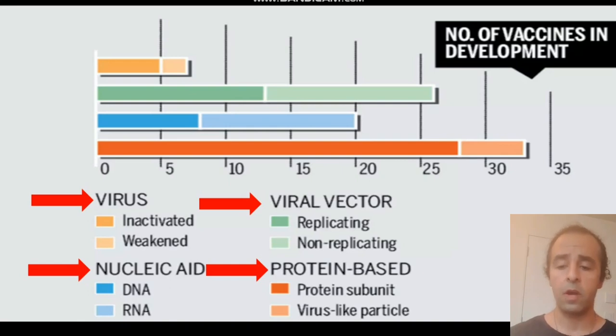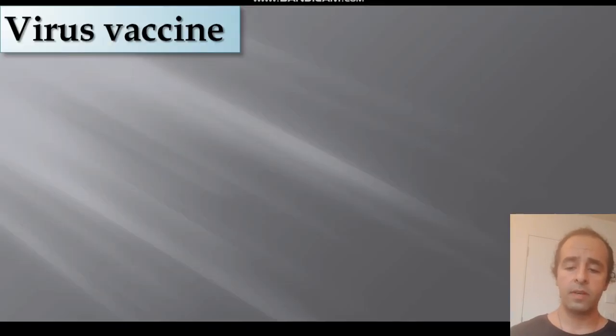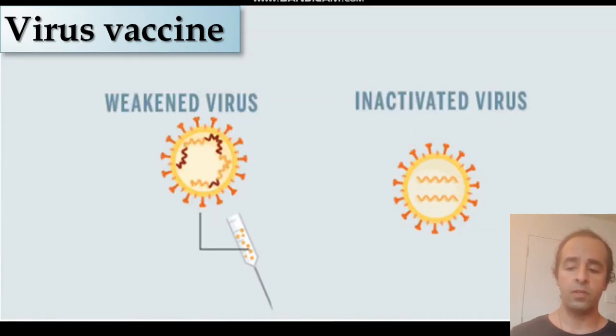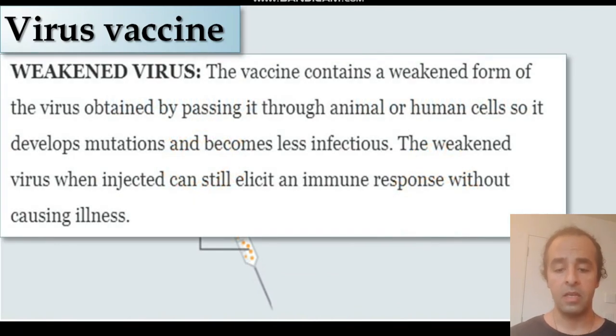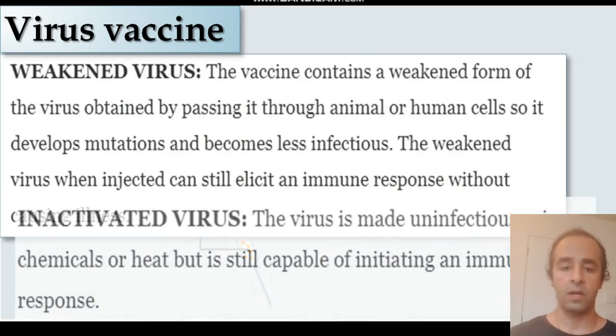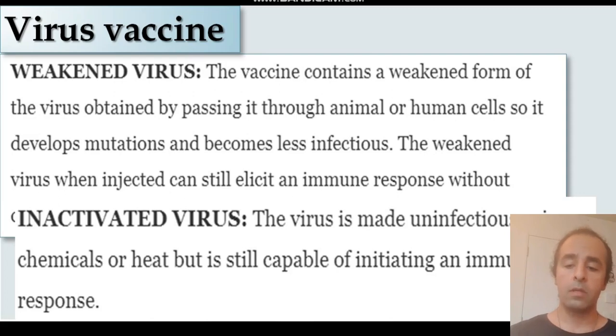The first method is the virus vaccine. In this method, they either use a weakened virus, which they make go through human or animal cells, where it gets mutated and becomes less infectious, and then they use it as a vaccine, or they use several chemicals to inactivate the virus, and then use that. But what are the pros and cons of these two methods?